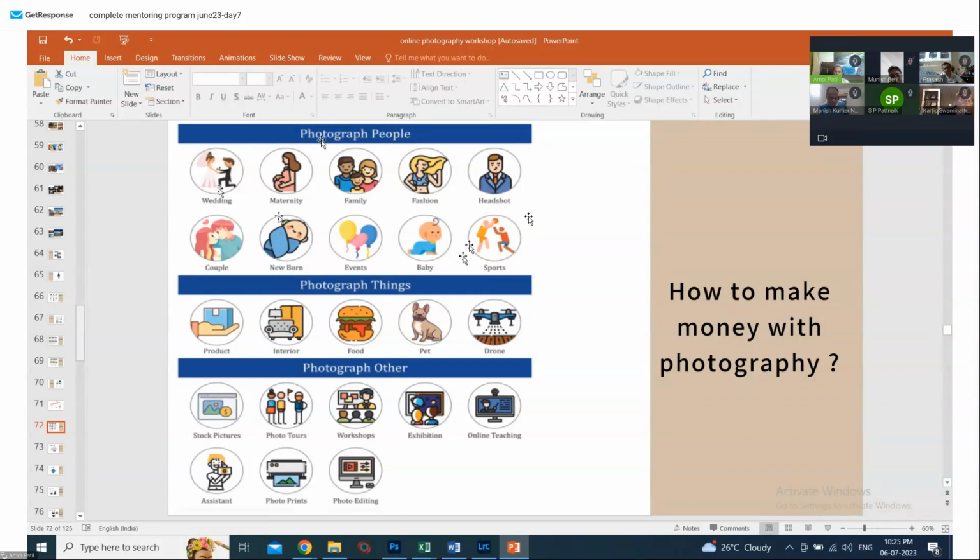Sorry, what is this stock pictures? Oh, I'm just coming to it.